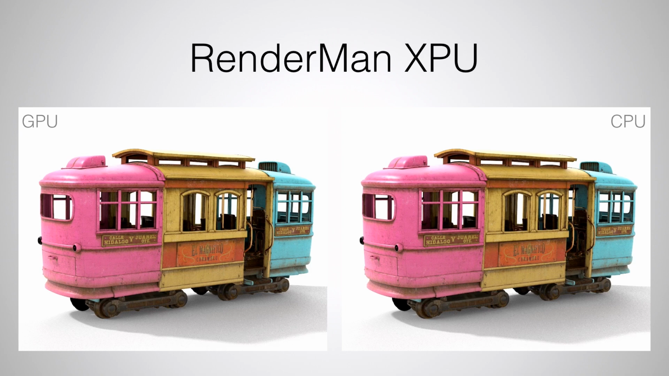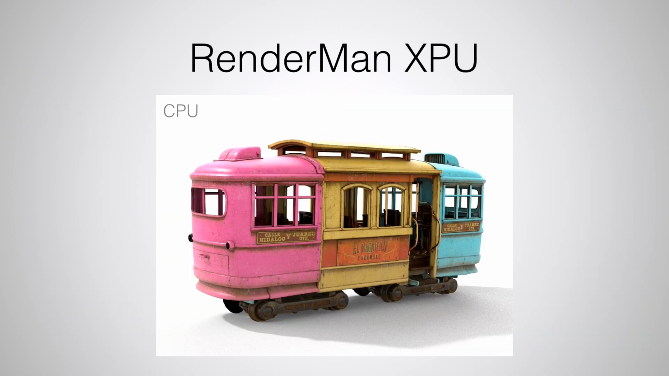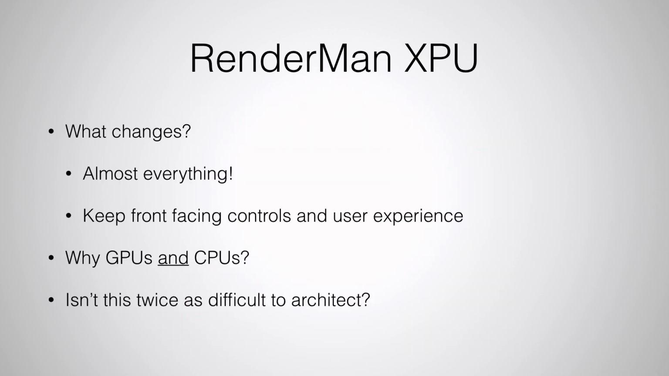On one side you see the GPU render, and on the other side you see the CPU render. These are both produced by RenderMan XPU. Just to make it simple for you, CPU, GPU. They're almost identical. There are some cases where things can go a little bit off. If you are curious, ask me a question later about cases where it can go wrong. So what changed?